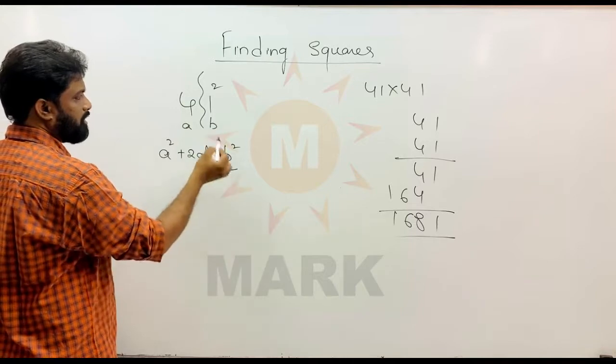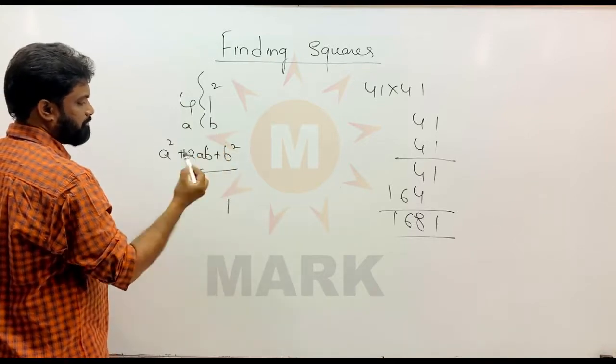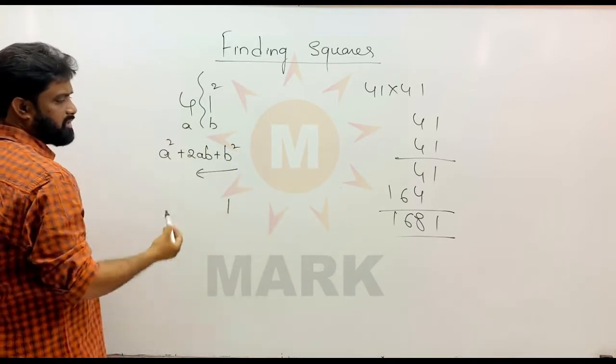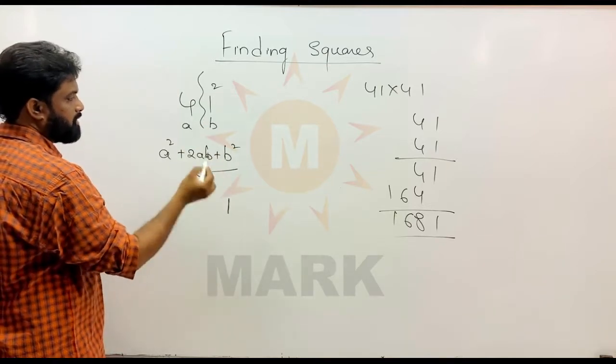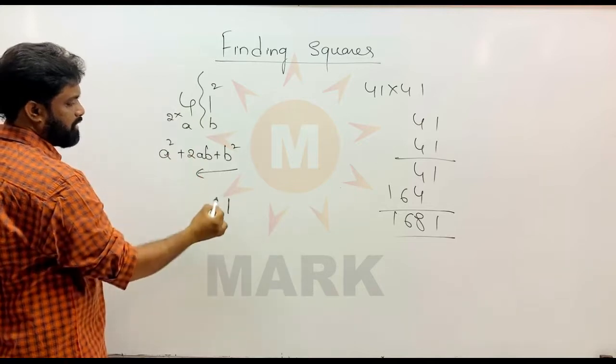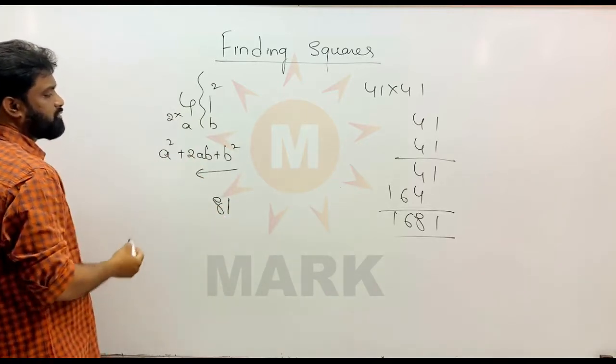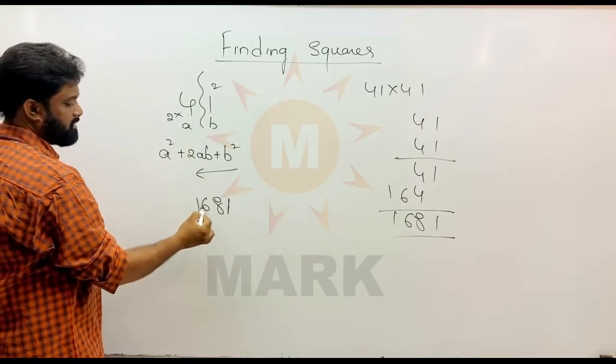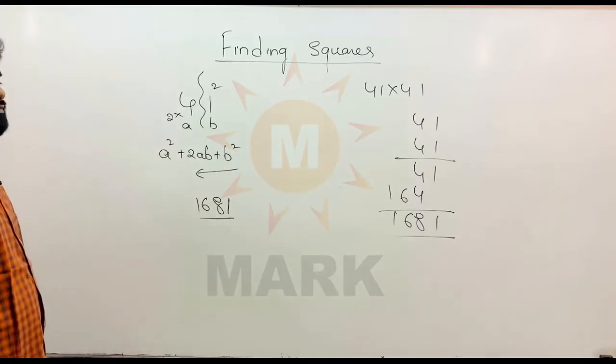Okay. So b square means 1 square, that is 1. Starting from the units place I am taking it. Then 2ab means 2 into 4 into 1. What is 2 into 4 into 1? That is 8. Now a square means 4 square, 4 square means 16. That is 1681.